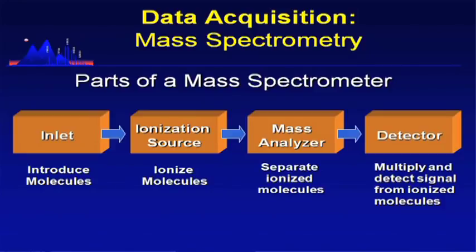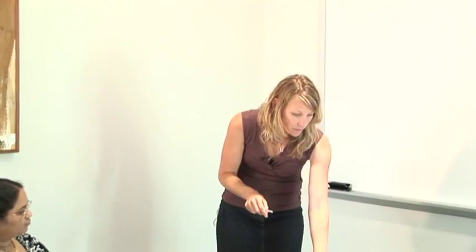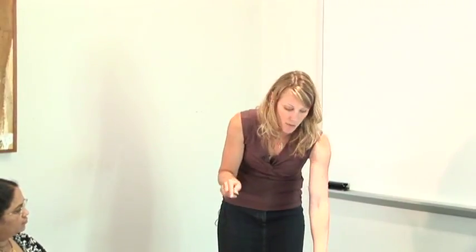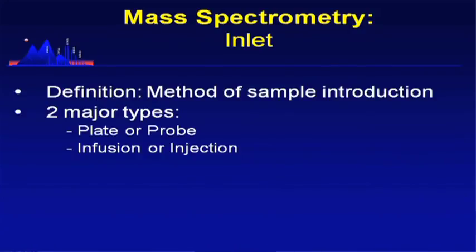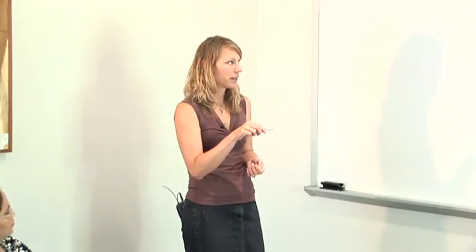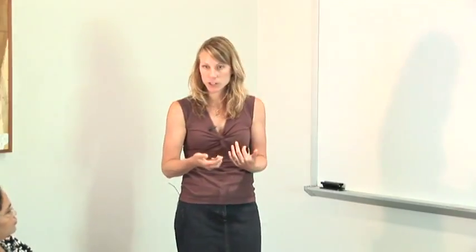Then it has a mass analyzer, and this is where we separate the ionized molecules over time so we can detect them one at a time. And then we have a detector. So we'll talk about each part of the mass spectrometer separately. So the inlet, again, is our method of sample introduction. Now, there are 2 major types of inlets that you can use. The first is a solid state inlet, which is either some sort of plate or a probe. The other is going to be a liquid inlet, which is going to be an infusion or an injection.